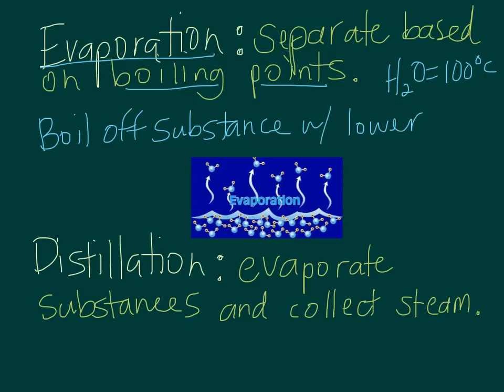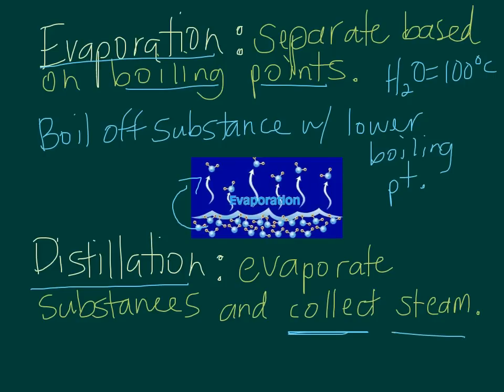So here is an image of what evaporation actually looks like. You're not actually changing the substance. The substance is just going from a liquid to a gas state. So that is a physical way to separate two substances. The next one is distillation. It's basically the same thing as evaporation, but what you do differently is you collect the steam, and so you may evaporate the substances off, but you still end up keeping them by collecting them in special glassware.